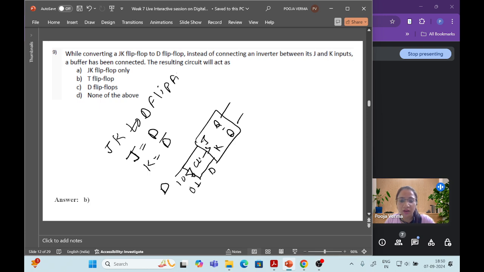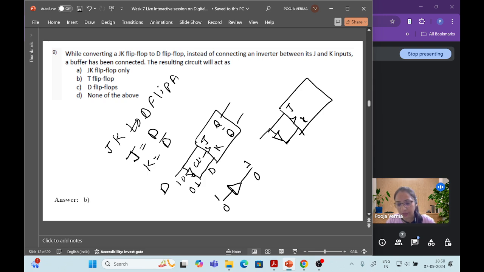And what is the role of a buffer? That means whatever we give as 1, it will produce output 1. If we are giving 0, then it will produce 0. That means they are saying that if by mistake we have connected a buffer to J and K, then what will happen?